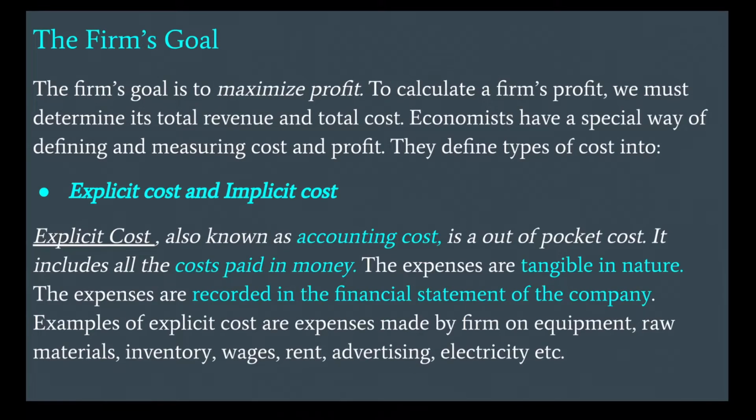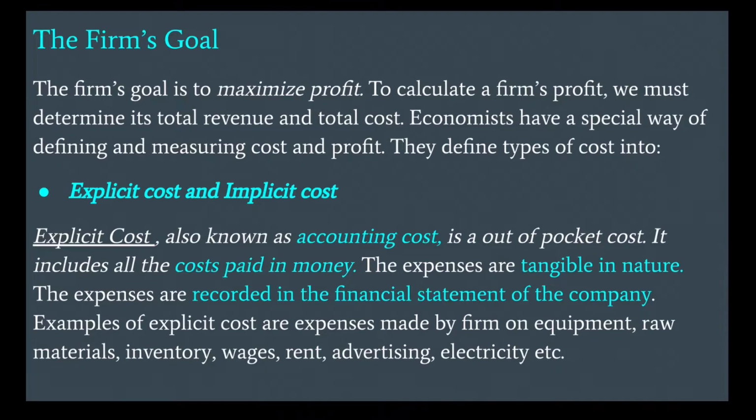The firm's goal. The firm's goal is to maximize profit. To calculate a firm's profit, we must determine its total revenue and total cost. Economists have a special way of defining and measuring cost and profit. They define types of cost into explicit cost and implicit cost.